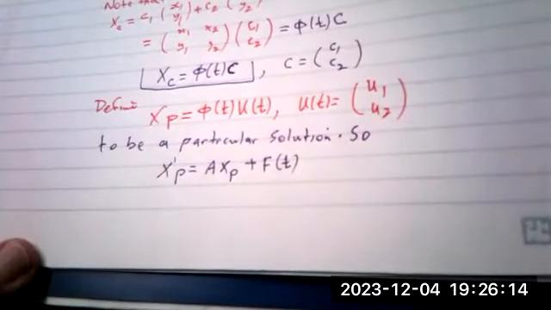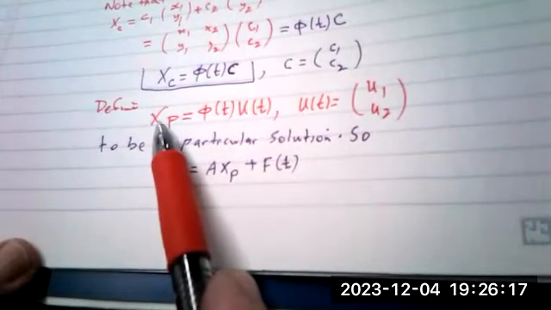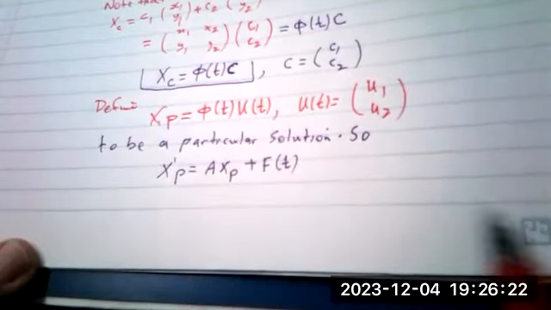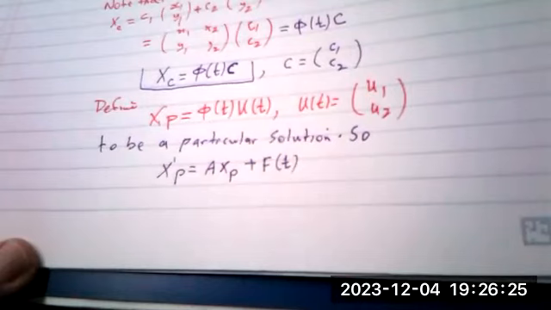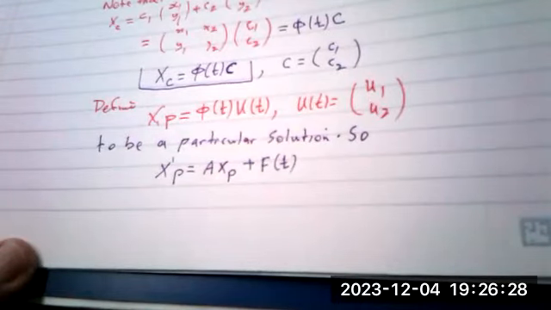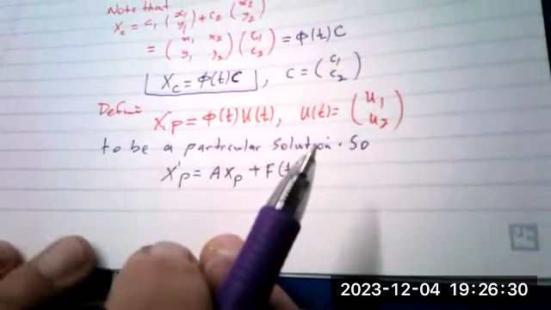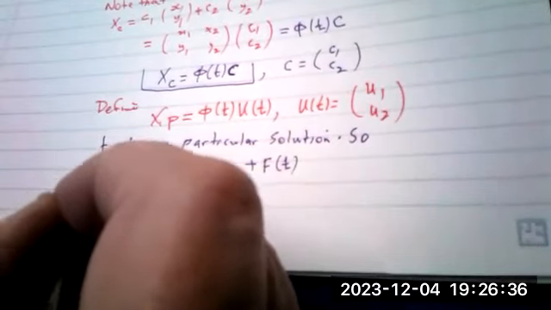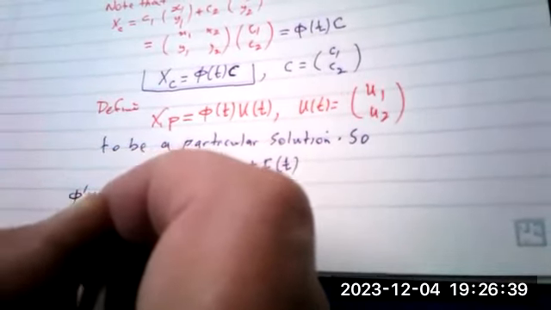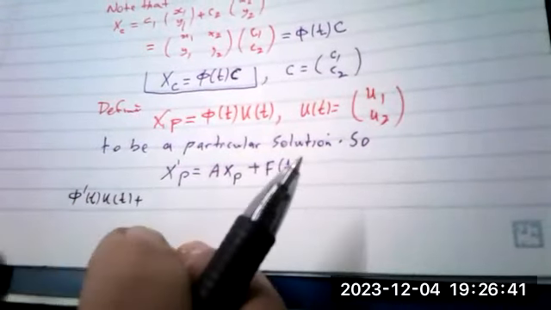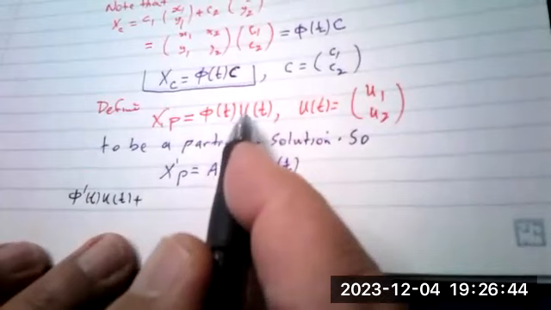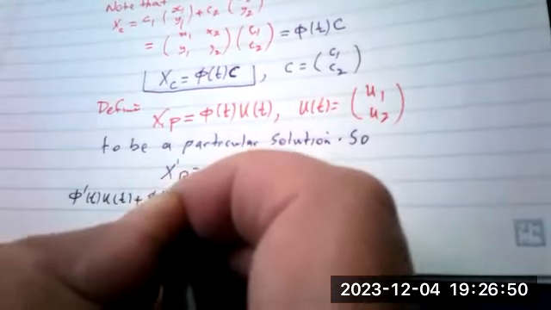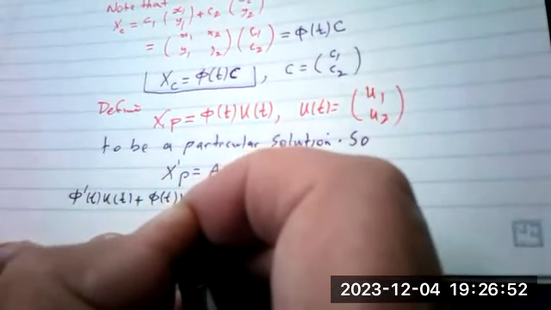Now let's bring it in. So what is going to be the derivative of x_p here? To find the derivative of a product of two functions, apply the product rule: derivative of the first times the second, plus the derivative of the second times the first. They are all functions. So the derivative of the first one, phi prime of t, times the second function, u of t, plus the derivative of the second, u prime of t, times the first. So it's going to be plus phi of t times u prime of t.